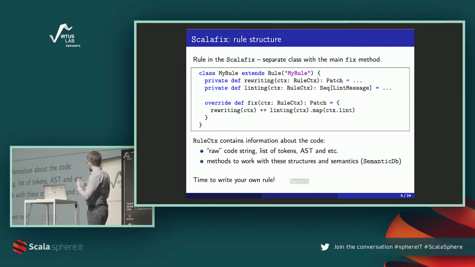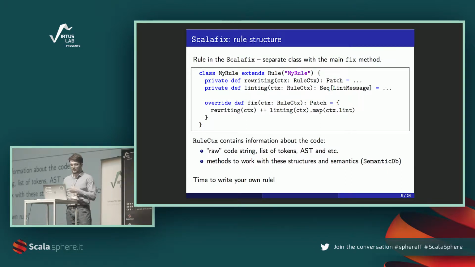Okay, so how to write the actual code, how to use linting and rewriting in Scalafix. Every analysis of the code in Scalafix should be in a rule. A rule is a separate class with the main fix method. So we have here a class, some desired rule. We should extend the general Rule class and pass the name of our rule. And here we have the fix method that takes the rule context and returns the patch. The rule context contains some information about the code, for example, the raw code string, list of tokens, AST, and other things. Also, it has methods to work with structure and semantics. About semantics, the SemanticDB, we will talk about it later.